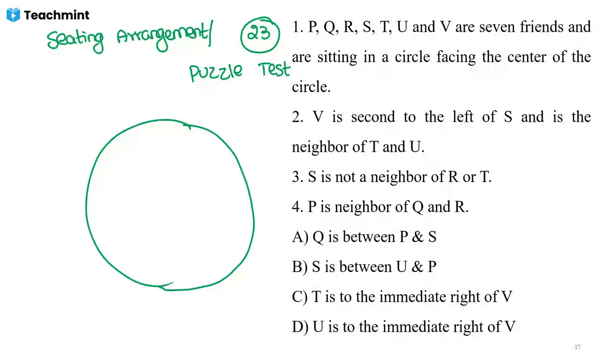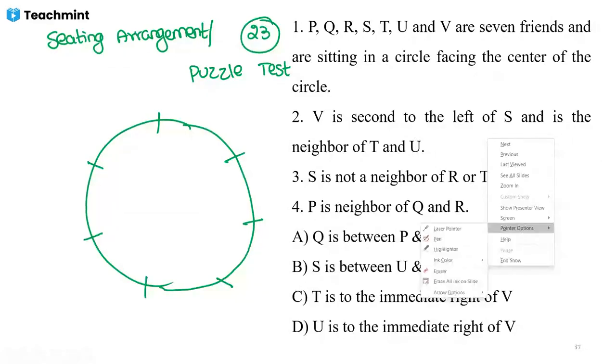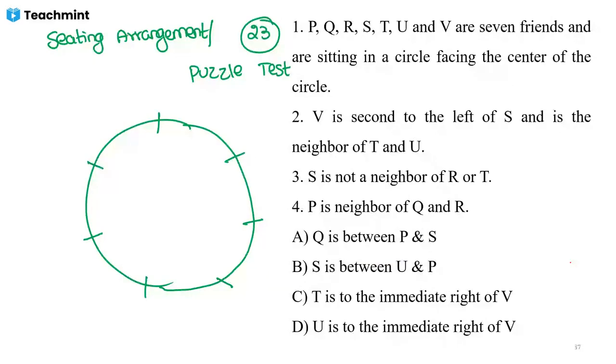Okay, so 1, 2, 3, 4, 5, 6, 7. Right. Here, V is second to the left of S and is the neighbor of T and U. So S here, first left, second left, V here. V is neighbor of T and U. When they use the word and, that is related to V only. So T may be here, U may be here, or U here, T here. That we don't have clarity.